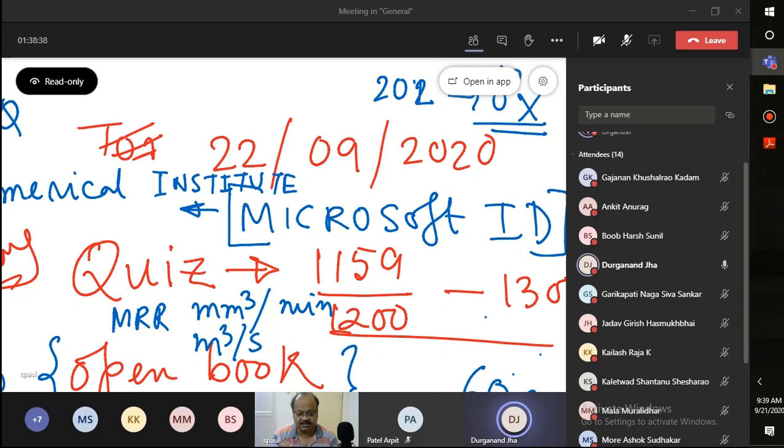When you click on that link, you have to give your user ID, which is your institute email ID. I believe this is true for MTech students, BTech and dual degree students. And then you have to give your password, and your password will be your Wi-Fi password. Dual degree students, please respond. Are you using your Wi-Fi password to log into Microsoft Teams? Shantanu, can you confirm? No, sir. Kailash, Shantanu or Kailash, anyone?